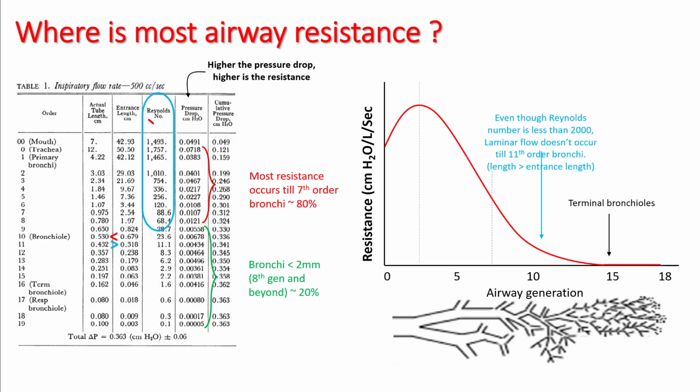The other thing to notice is the Reynolds number of various parts of the airways, and you can see the Reynolds numbers look less than 2000. However, laminar flow doesn't occur till the 11th order bronchi because the length of these tubes is much smaller than the entrance length. So if you look at the 11th order bronchi, that's where the actual length of the tube is longer than the entrance length, so laminar flow can occur. The airway generations after the terminal bronchioles have hardly any resistance.